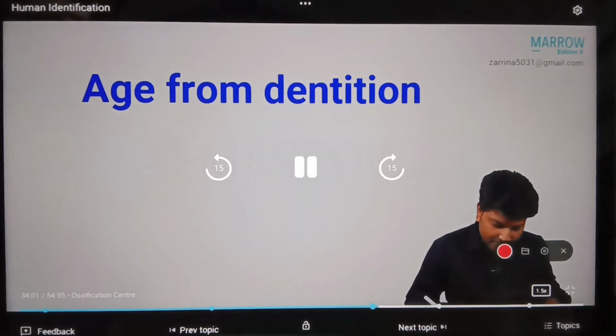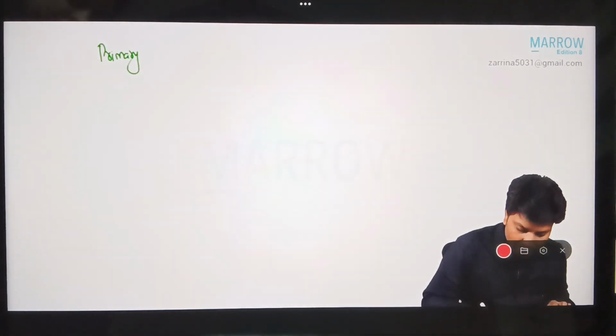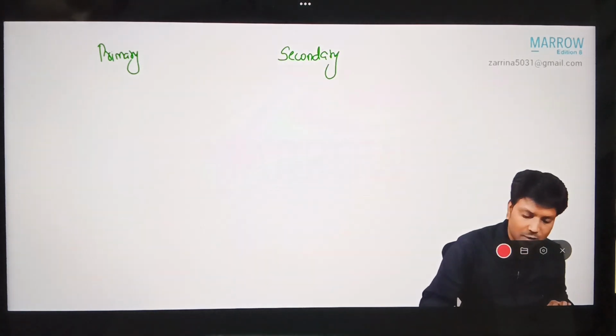So this is one very important area to discuss. You get a lot of questions from this. You need to understand it very, very clearly. So you need to listen very carefully. So we have two important types of dentition. One is primary dentition, another one is secondary dentition.